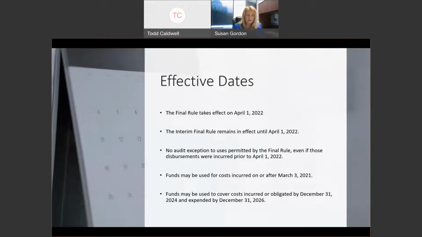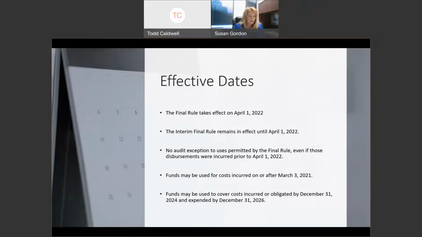First of all, the final rule, again, that just came out, does not really take effect until April 1 of 2022. Now, the interim final rule, we've gone through that pretty extensively in our training. That remains in effect until April 1 of 22. But there's no audit exception to uses that are permitted by the final rule, even if those disbursements were incurred prior to April 1. So if it's allowed in the final rule, you can do that now. You don't have to wait until April 1st.